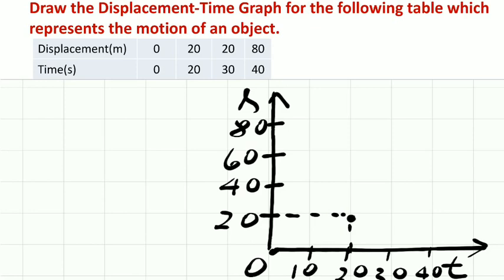Now next thing, when the displacement is 20, time is 30. It means the displacement remains 20, but the time becomes 30. So let's meet them. We get this point. Next, look again in the table. Displacement is 80 and the time is 40. Displacement is 80. Watch here. The displacement is 80 and the time is 40, which is here. So let's meet them.